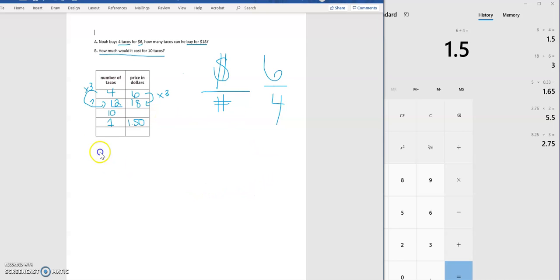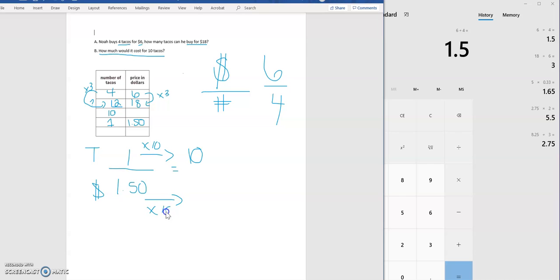Once you have the cost of one taco, it is really easy to then find the cost of any other value. So if I'm writing this as a fraction, one taco costs $1.50, and I want to know the price of 10. So going from 1 to any number can be done by multiplying by itself, and again whatever I do on one of my numbers I do on the other.